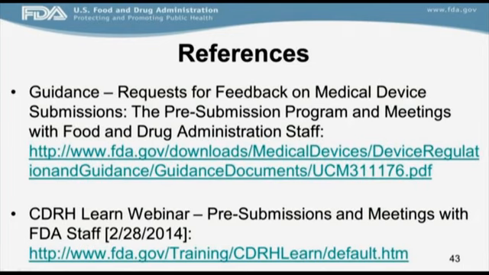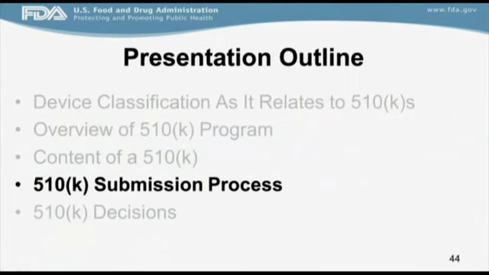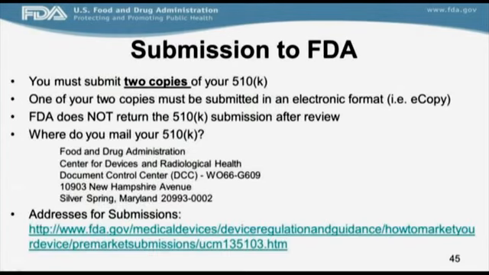So now let's talk about the 510K submission process. But before we get into the actual timeline, I wanted to provide you with some important notes before you actually submit your 510K. The first is your submission to the FDA. You must submit 2 copies of your 510K. One of those 2 copies must be submitted in electronic format, or what is also referred to as an e-copy.